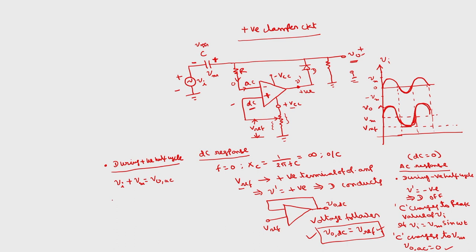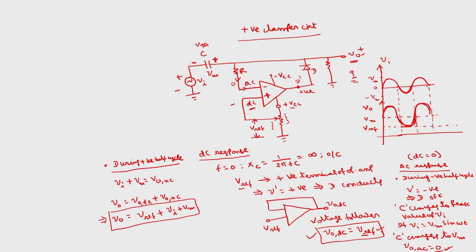So the total output voltage V naught is equal to V naught DC plus V naught AC. So this is equal to V reference plus Vi plus Vm. This is during positive half cycle. During negative half cycle, simply V reference. This is 0. So V output is equal to V0 DC, which is V reference plus 0, V reference itself.